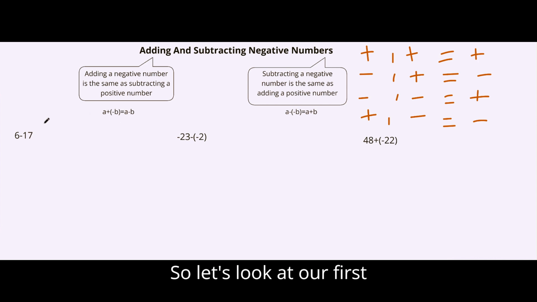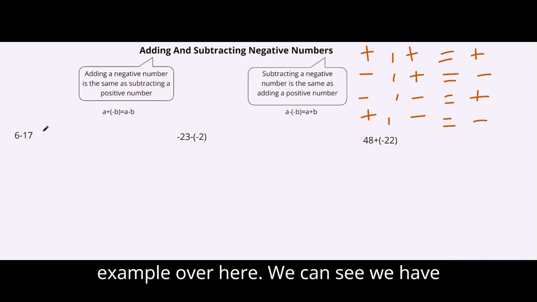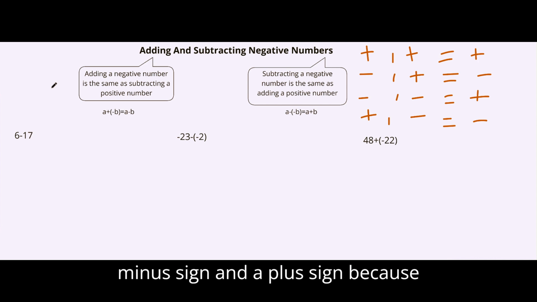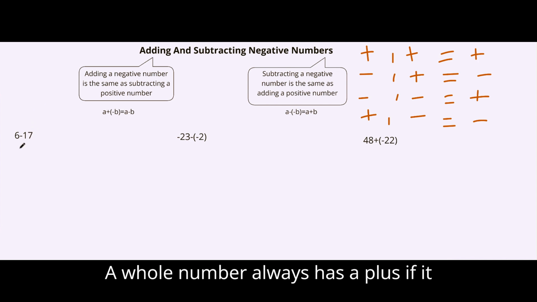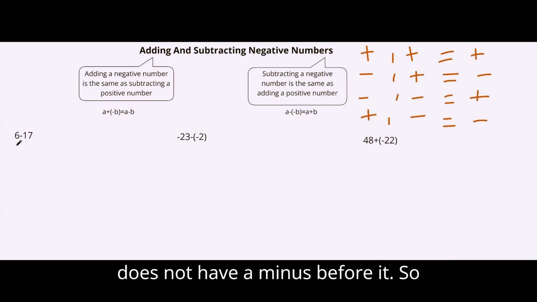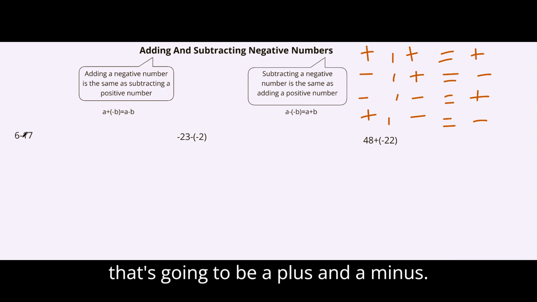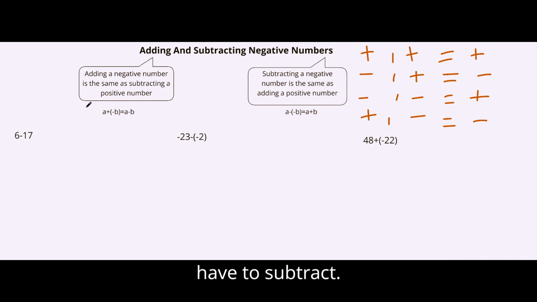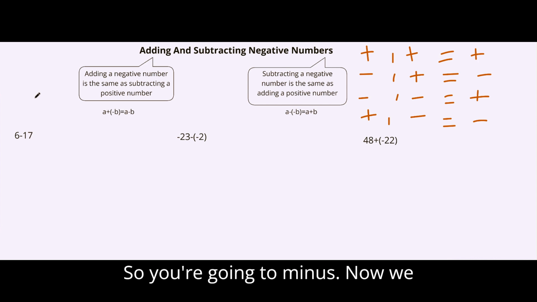So let's look at our first example over here. We can see we have 6 minus 17. Now over here, we have a minus sign and a plus sign because a whole number always has a plus if it does not have a minus before it. So that's going to be a plus and a minus. When we have a plus and a minus, we have to subtract. So you're going to minus.